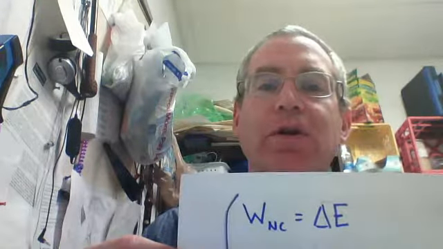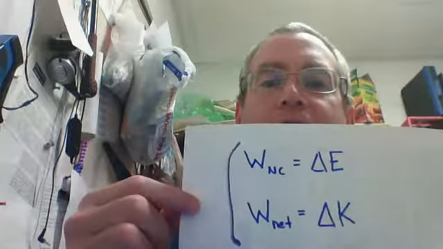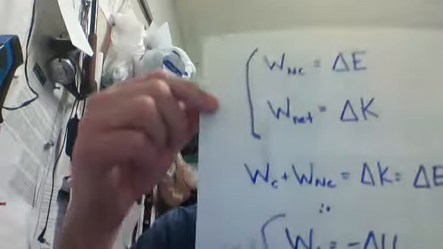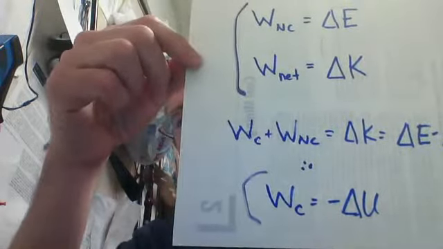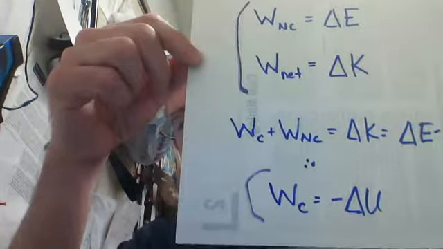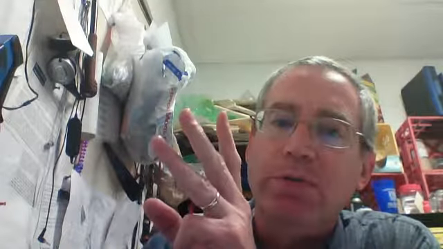Recapping the work-energy relationships, we have non-conservative work is equal to the change in energy, the total work is equal to the change in kinetic energy, and the conservative work is equal to the negative change in potential energy. And there you go. No matter what level of physics you're doing, those three relationships are true. Why? Because work and energy are defined to make it true. There it is. Rejoice.